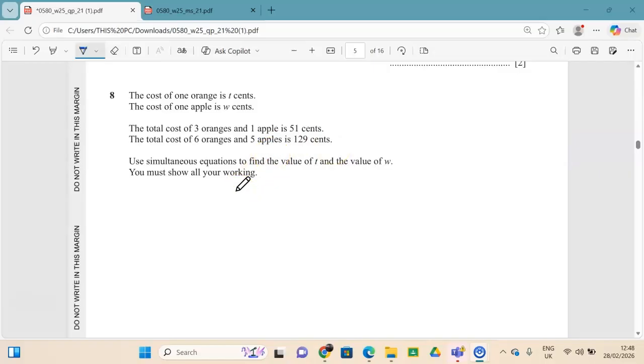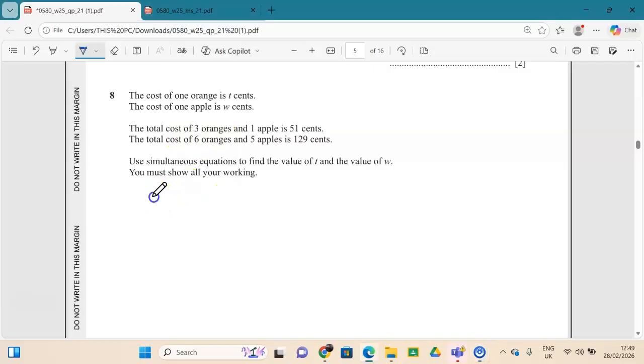So don't be tricked. If the cost of 1 orange is t, then the cost of 3 oranges should be what? 3 times the cost of 1, which is 3 multiplied by t. Now the total cost of 3 oranges and 1 apple. The cost of 1 apple is w cent. So the cost of 1 will be 1 times w, which will still give you 1w, which you can simply write as w. And all put together will give you 51. Now we go to the next line.